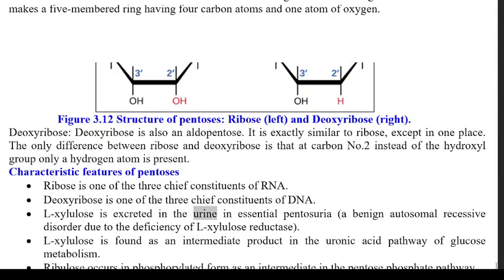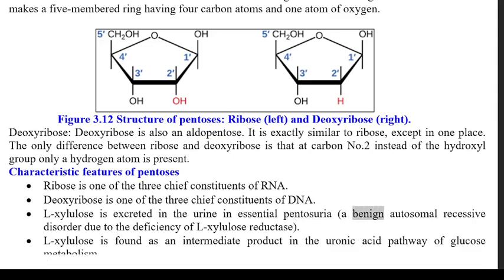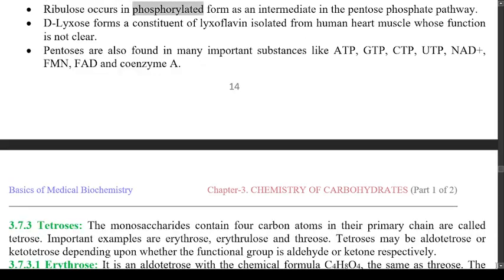L-xylulose is excreted in the urine in essential pentosuria, a benign autosomal recessive disorder due to the deficiency of L-xylulose reductase. L-xylulose is found as an intermediate product in the uronic acid pathway of glucose metabolism. Ribulose occurs in phosphorylated form as an intermediate in the pentose phosphate pathway.